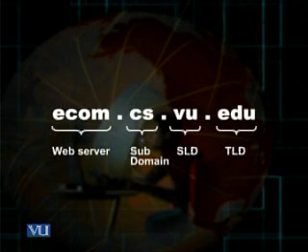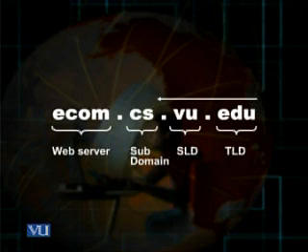After the subdomain, you see the word ecom. Ecom here refers to the name of the web server machine. This is the web server machine which has this particular content file stored in it, and when a request is made, this particular web page would then be supplied to the client machine.